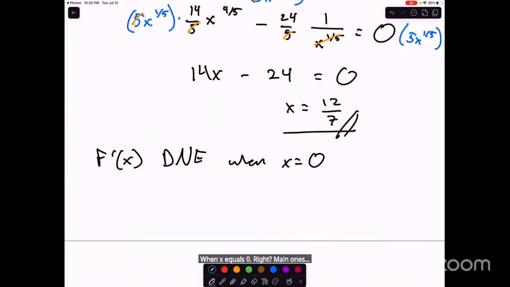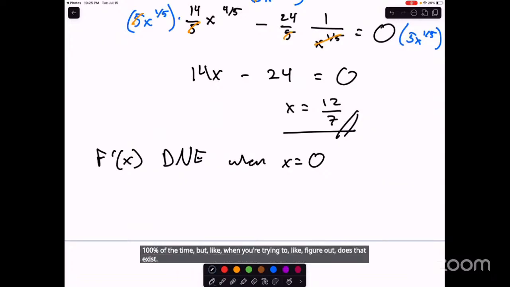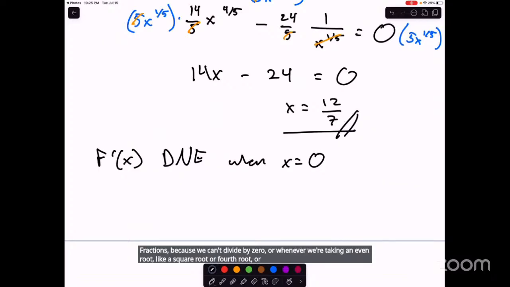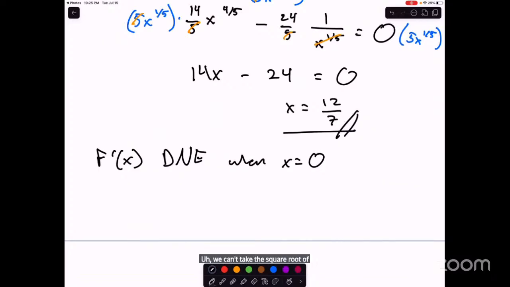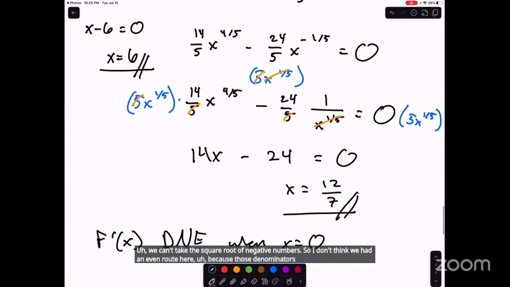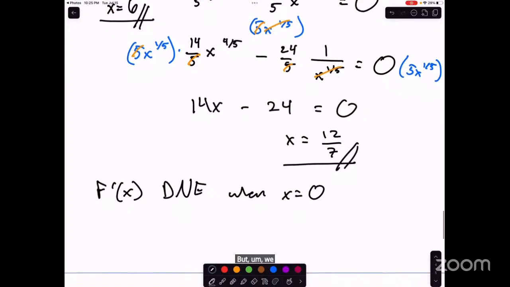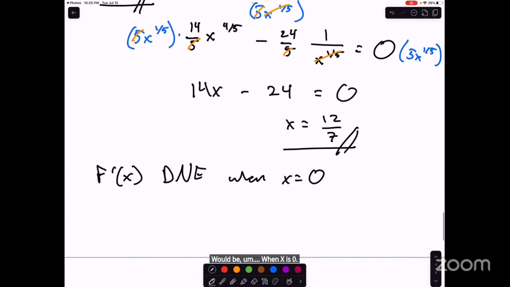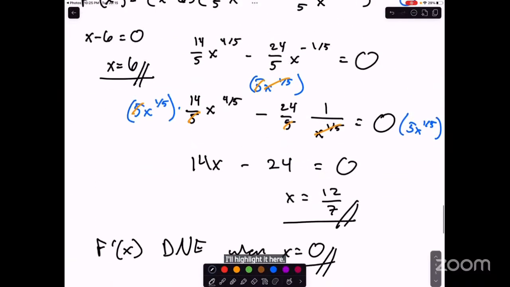This isn't 100% of the time, but when you're trying to figure out where a derivative does not exist, things to be on the lookout for are fractions, because we can't divide by 0, or whenever we're taking an even root, like a square root or fourth root, because we can't take the square root of negative numbers. I don't think we had an even root here because those denominators and those powers are all odd, but we did have a fraction. We can't divide by 0, so that's why that one would be when x is 0. I'll highlight it here.